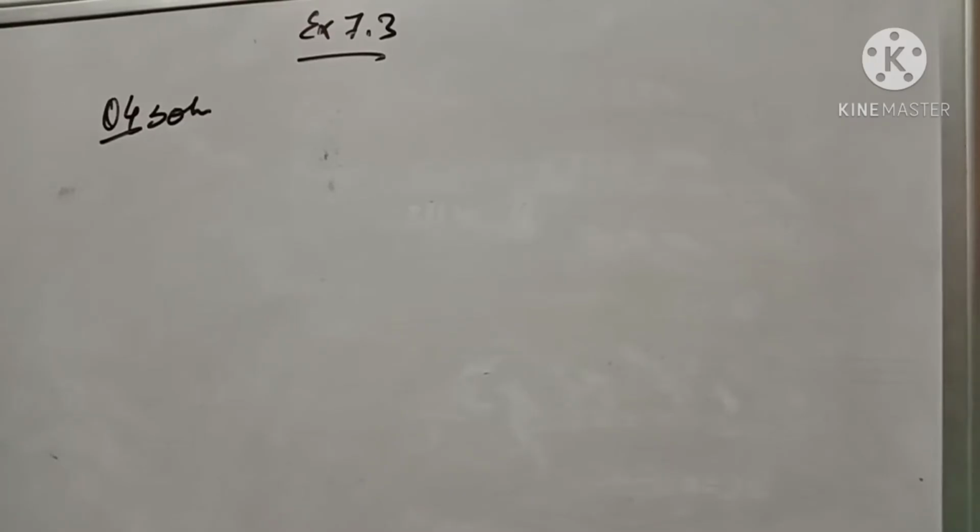Question number 4. Rajinder bought an almirah for rupees 4,800 and another for rupees 3,640. He sold the first almirah at a gain of 13 whole 1 by 3 percent and the other at a loss of 15%. How much did he gain or lose in the total deal? So first of all, we have to find out the first deal.